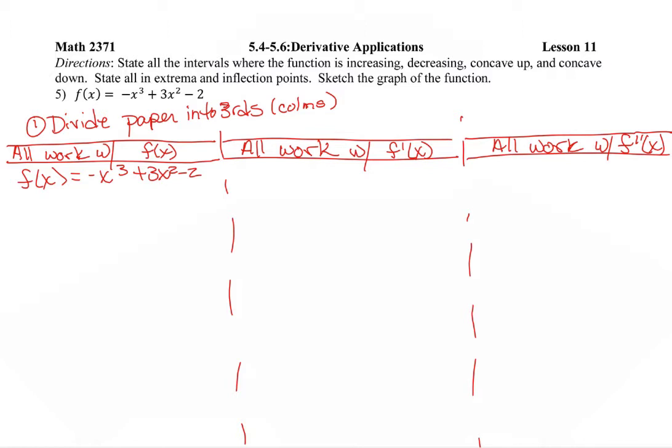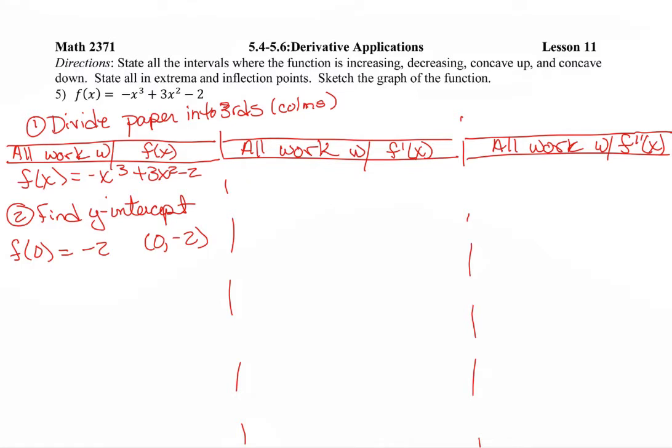Now, your second step should be to find your y-intercept. Find y-intercept. So that's f of 0 equals negative 2. So I have the point 0, negative 2. Third.